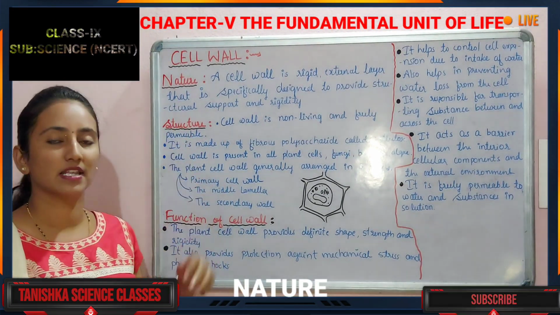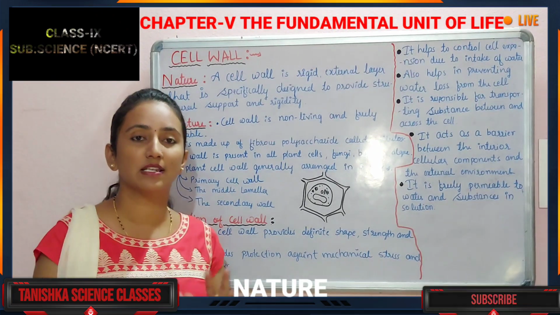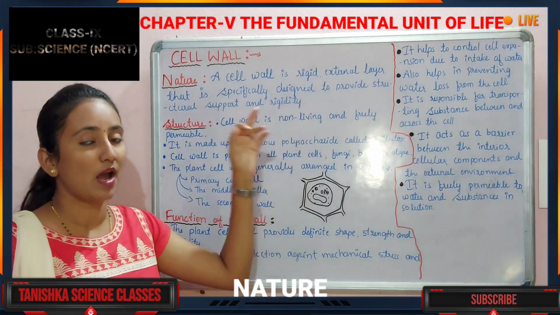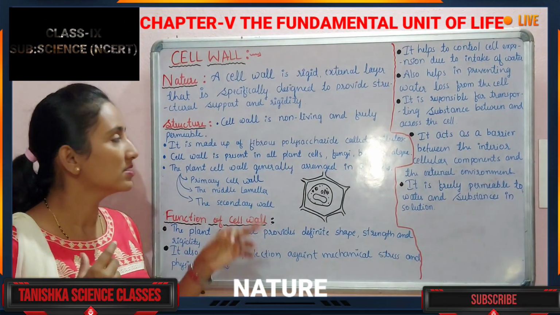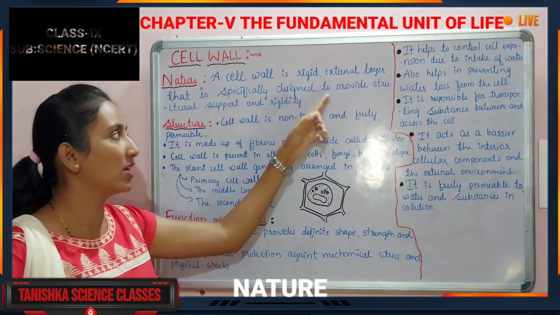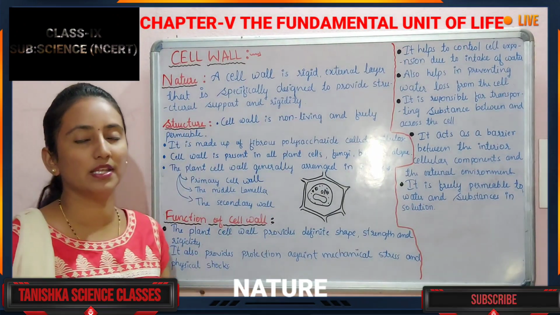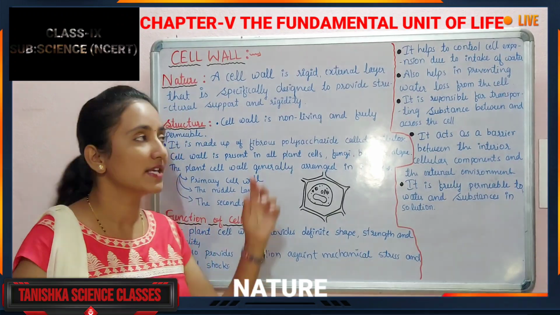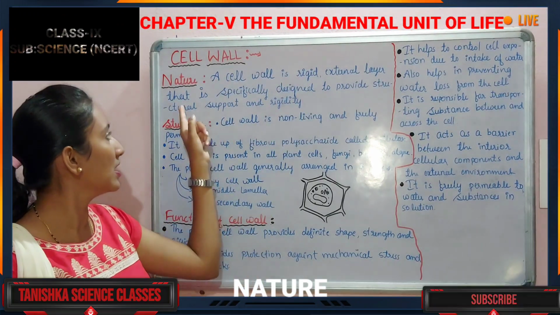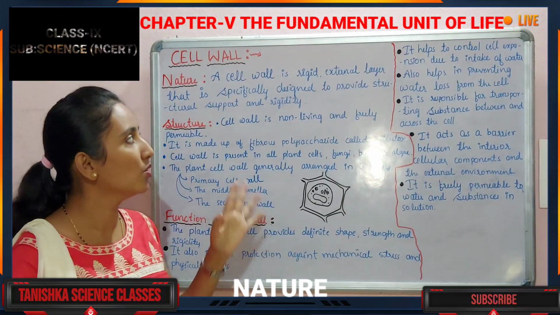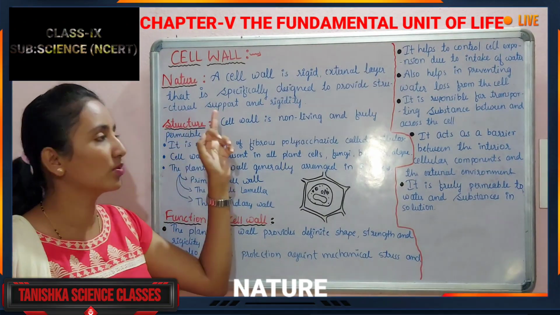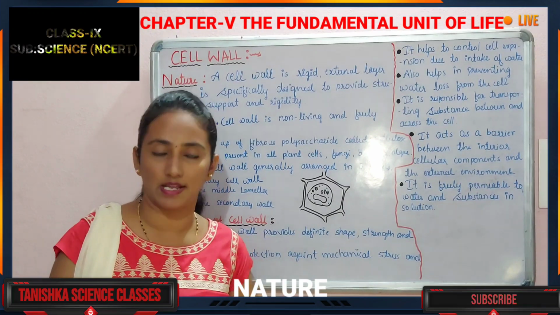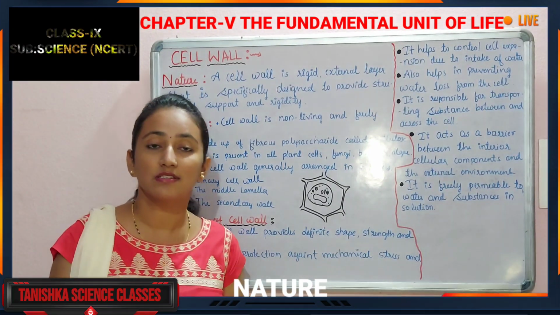So how is it in nature? The cell wall is rigid, the toughest membrane we can say, and it is present as the outermost layer of the cell. It is specifically designed to provide structural support and rigidity for the cell. So this cell wall is the rigid external layer that is specifically designed to provide structure, support and rigidity for the cell. It gives strength for the cell.